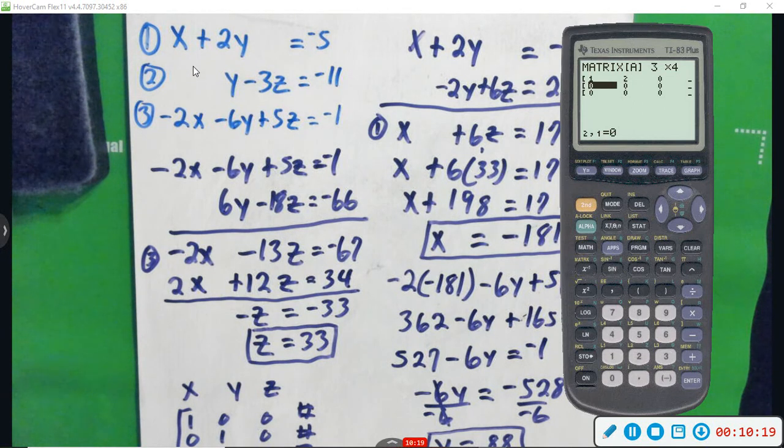Alright, now it goes to the next row. So this row doesn't have an x, so we're just going to leave it as 0. So just hit enter. And then y is 1 here, so 1. And then because of minus 3, we're going to put in negative 3. And then negative 11. Alright, in the last row, we're going to do negative 2. Negative 6. Positive 5. And then negative 1.